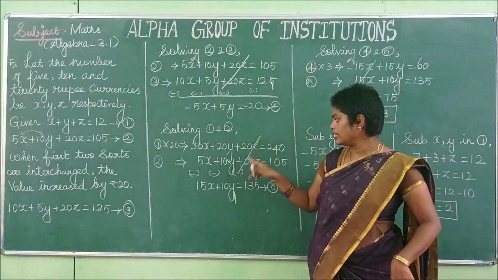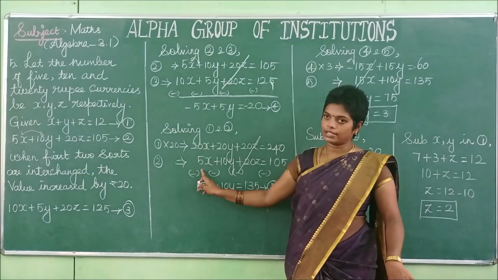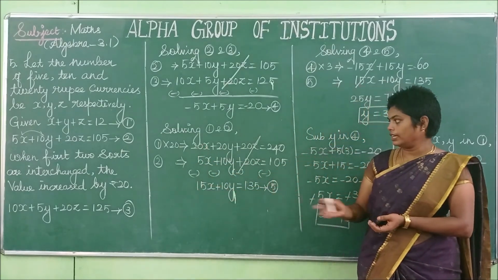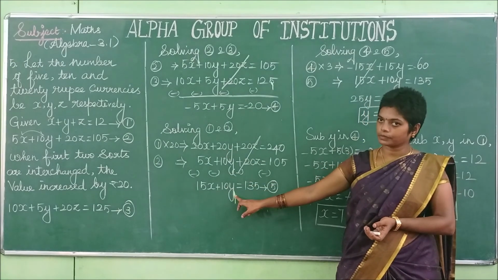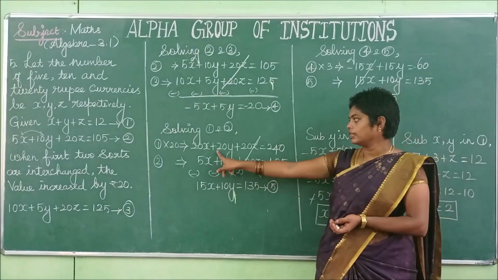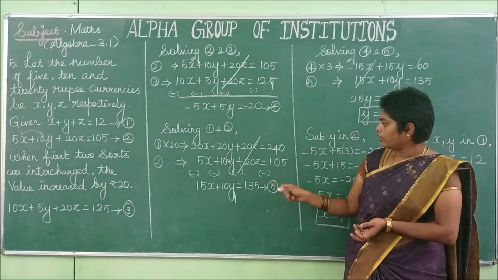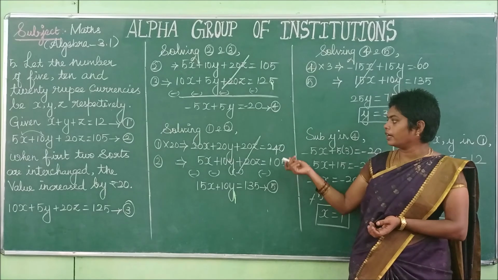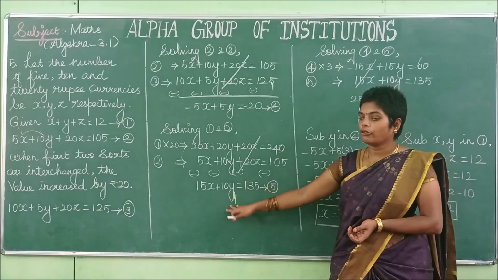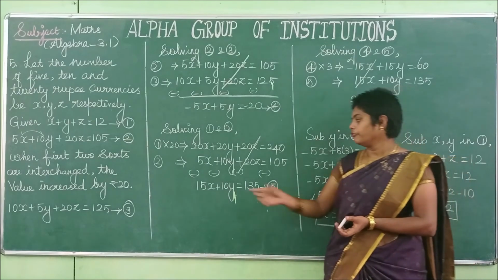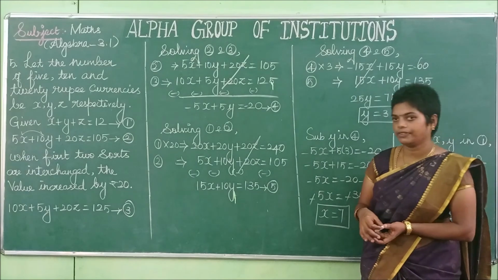Then listen, 20z and 20z get cancelled. What are the remaining terms? 20x minus 5x is nothing but 15x. 20y minus 10y is nothing but positive 10y, because this is the bigger sign. Here you have to see 240 is the biggest number, 240 minus 105 is nothing but 135. So now you get another equation, 15x plus 10y equals 135. Take this as the fifth equation.